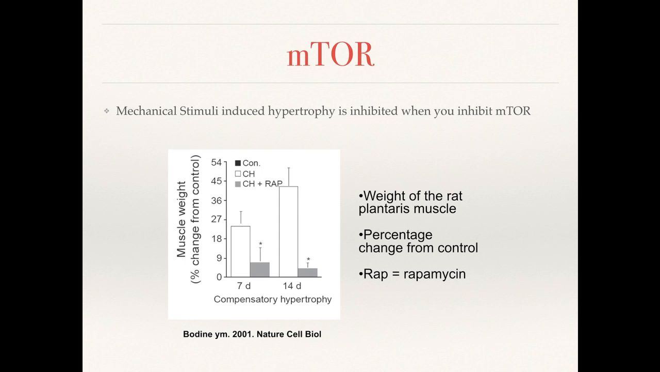Classic study by Bodine in 2001. What you're seeing, the CH, is essentially the normal training stimuli in this rat model, and this is an increase in size from day 7 to day 14 after extreme hypertrophy bouts, and you can see the CH is increasing in muscle size, but the CH plus RAP is not. Well, RAP equals rapamycin, which inhibits mTOR. That's why mTOR is called mammalian target of rapamycin. Rapamycin inhibits mTOR. So when you inhibit mTOR, you don't get hypertrophy. So this tells us that this is a critical regulator of skeletal muscle growth.